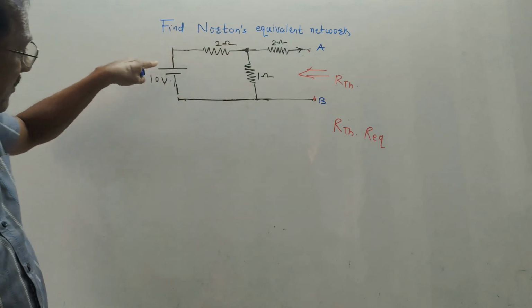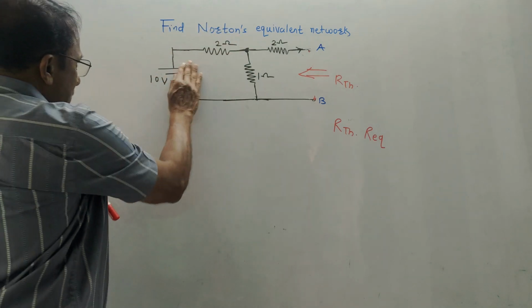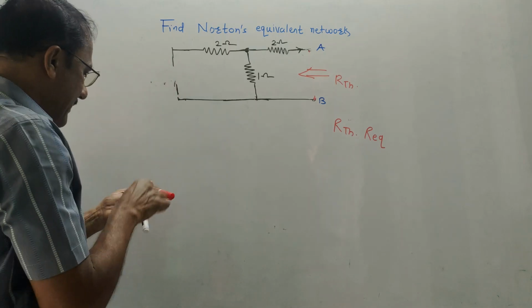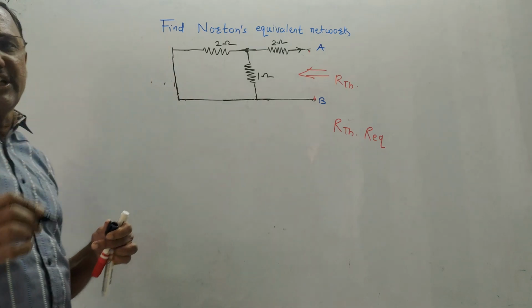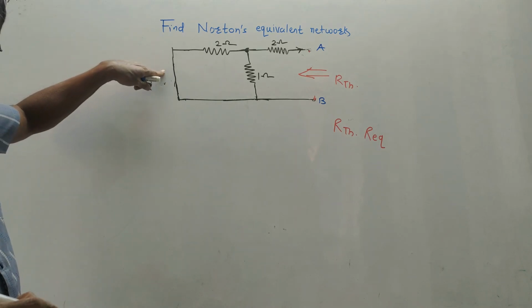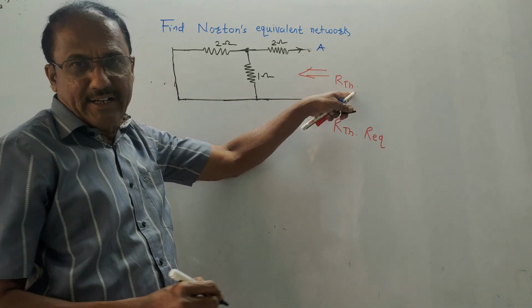Now in the diagram only one voltage source is left. What I said, if it is a voltage source, remove that voltage source and simply join it by a wire, which is called a short circuit. This was the voltage source, so I have short circuited it. Now we have to do the calculation of RTH.